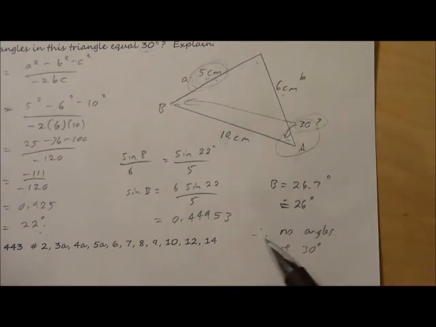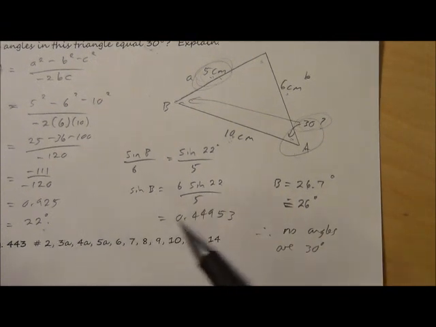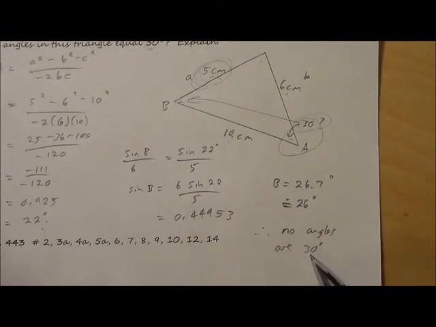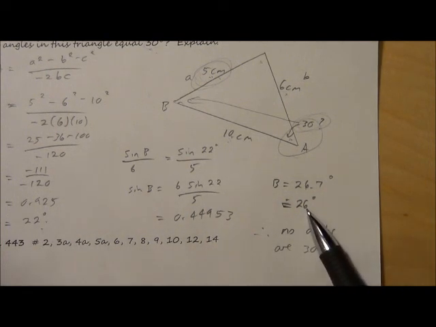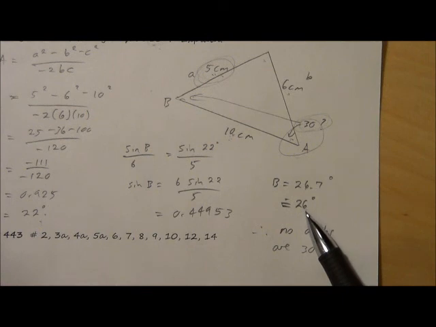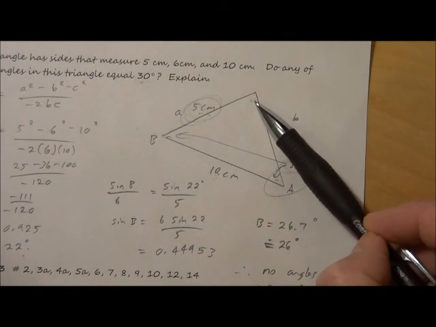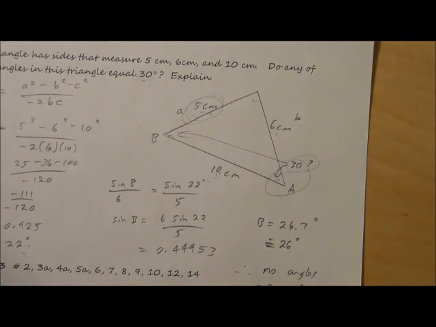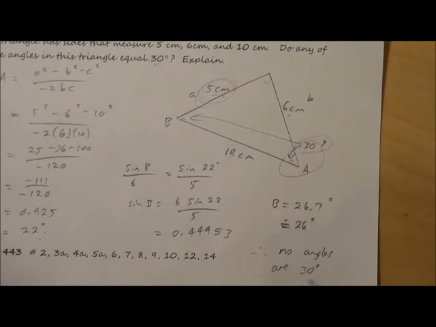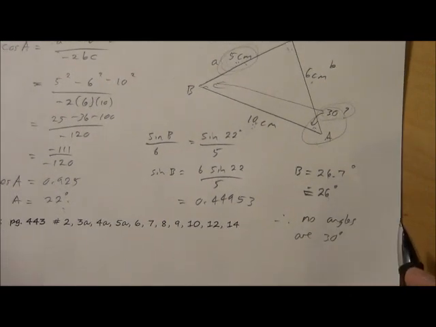Because, obviously, 22 degrees plus 30 is 52, and you subtract that from 180. Sorry, 22 degrees plus 26 is 48. Subtract that from 180, you're definitely not going to get 30 degrees, especially for this angle across from the 10 centimeter side. Therefore, none of the angles are 30 degrees.